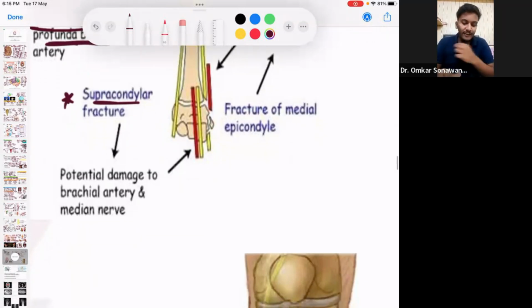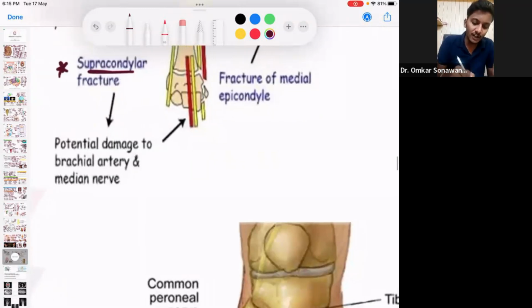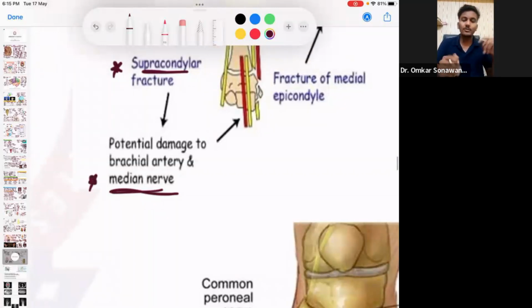Now supracondylar fracture में there is a potential damage to which nerve? Supracondylar fracture में there is more damage to the median nerve, if it is on the lateral side, ठीक है? So on the lateral supracondylar region, which nerve passes? Median nerve. Then the medial epicondylar or medial supracondylar region.